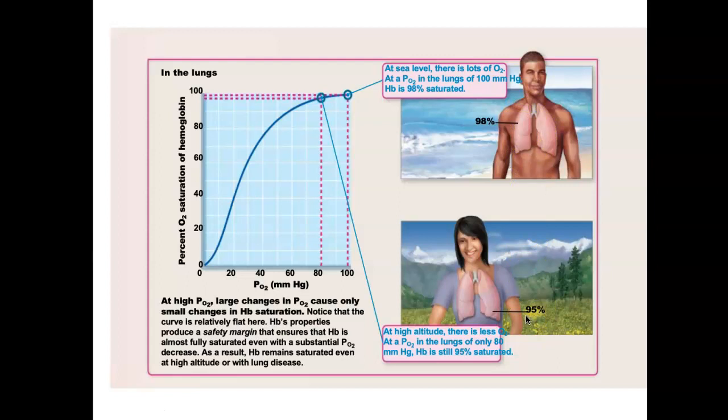What are we trying to do? We're trying to take the oxygen in, right? So they're saying here, if you have lots of oxygen, you're not going to drop it off. You're going to have high saturation. How do you think this is going to change when we get to the muscles?